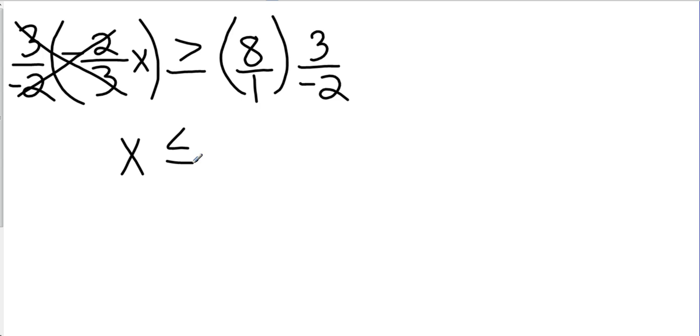Now, over here, we can do some canceling. Let's go ahead and look at the sign. I've got a positive 8. I've got a negative 3 halves, or a 3 over negative 2, however you would like to read it. I have positive times a negative, so that's going to make my answer negative. Now let's do the canceling. 2 goes into 8 4 times. There's nothing else to cancel on the bottom, so I multiply straight across, and 4 times 3 is 12, giving me a final answer of x is less than or equal to negative 12.